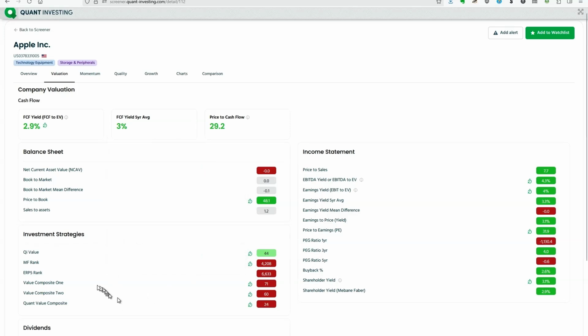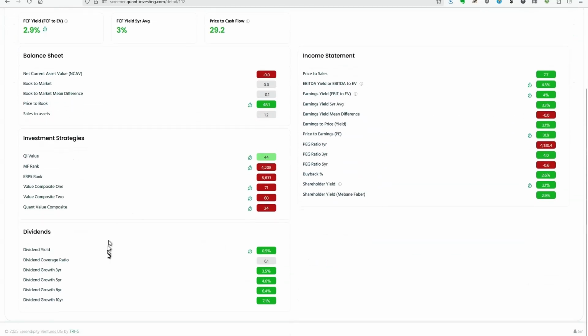Here's the investment strategies. Here you can see value composite 1, value composite 2. Here's all the income statement ratios: price to sales, EBITDA yield, PEG ratios, the buyback yield, shareholder yield. And as you can see, there are a few of them. There's also historical numbers available.